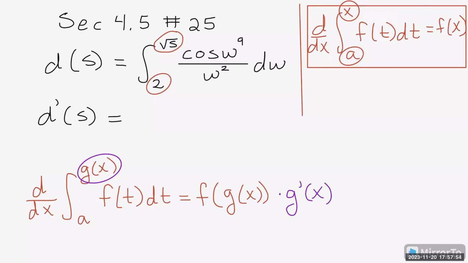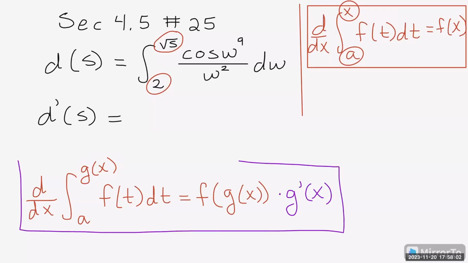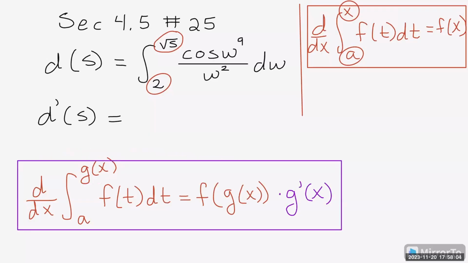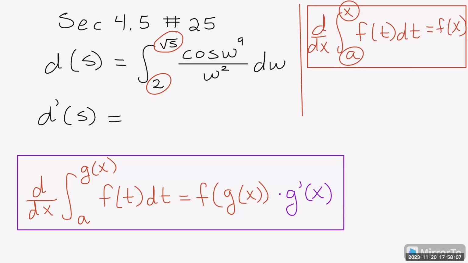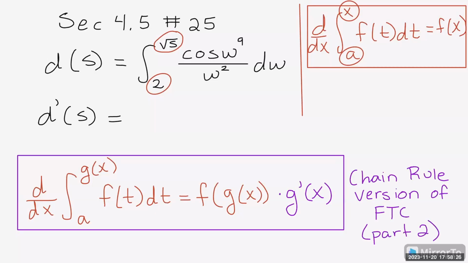So we're going to have to use this rule because we don't just have an x as our upper limit. We actually have some function, in this case of s. So this is the chain rule version of the fundamental theorem of calculus, what I call part 2, or what some books call part 2. But again, your book refers to it as part 1.